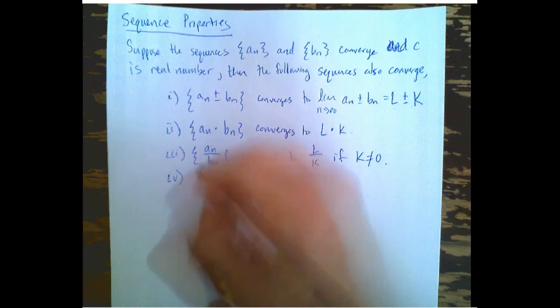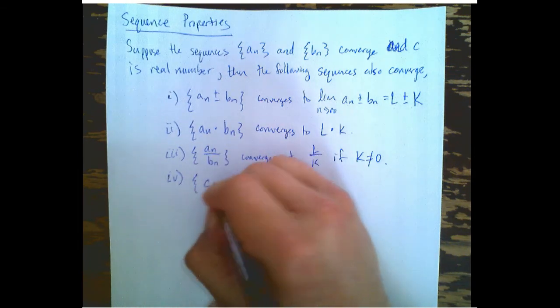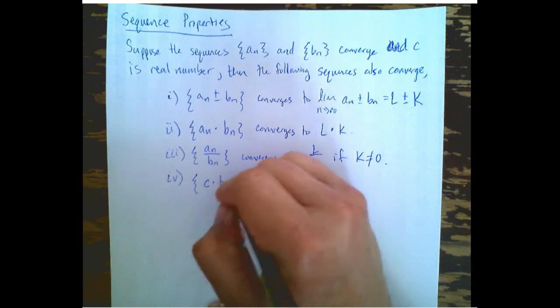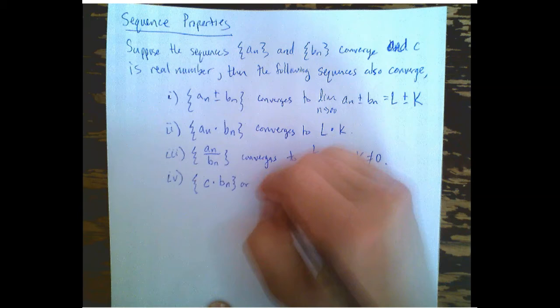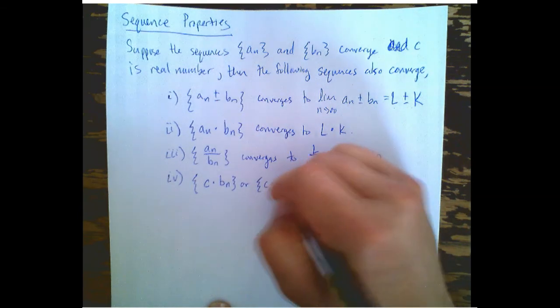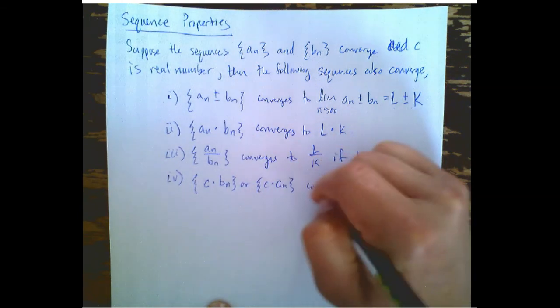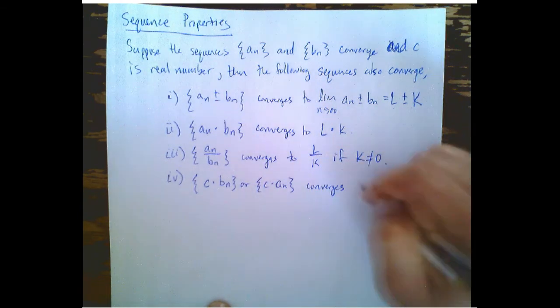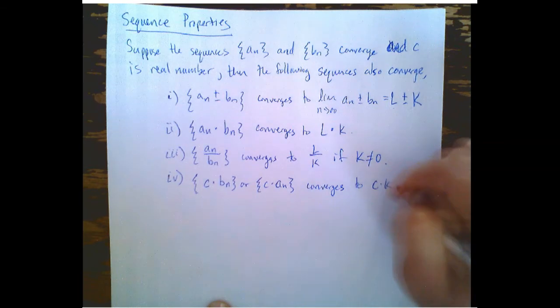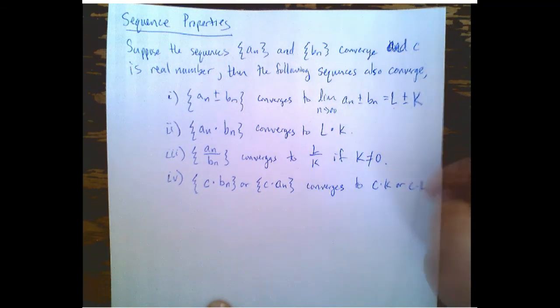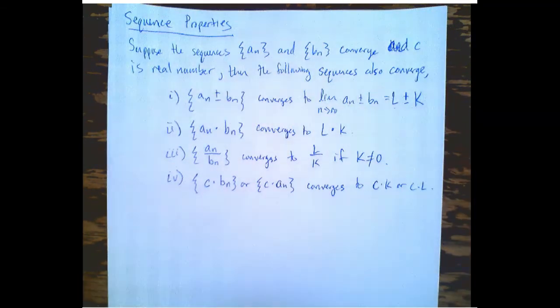And any constant multiple times either of them. Some constant times b sub n or constant times a sub n converges to C times K or C times L respectively. Okay.